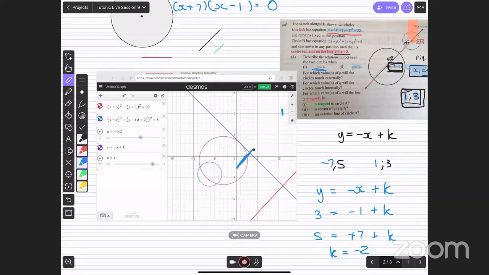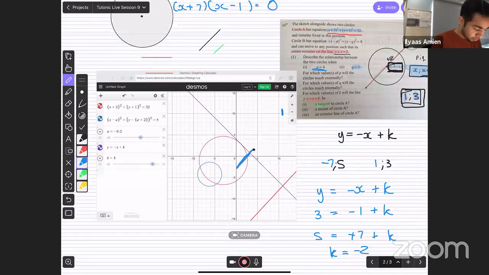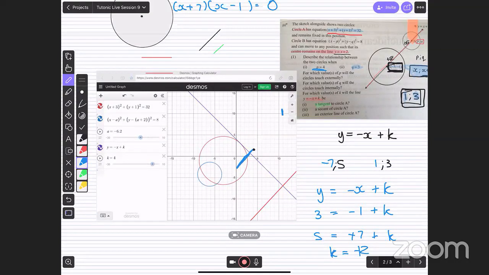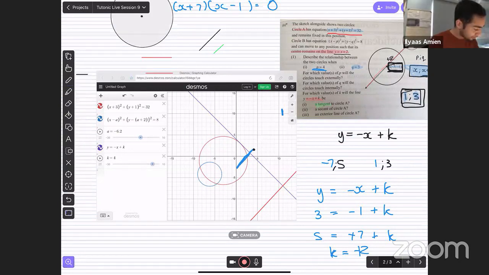-12. So if it's y equals minus x plus k, and x is -7, so it's 5 equals 7 plus, oh yeah, it's -12, yeah. So k equals 4. Or -12. Yes.